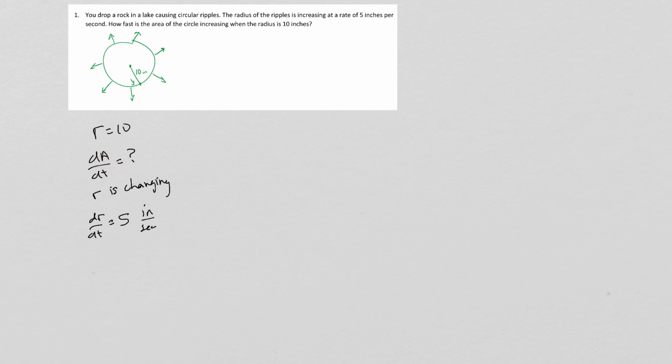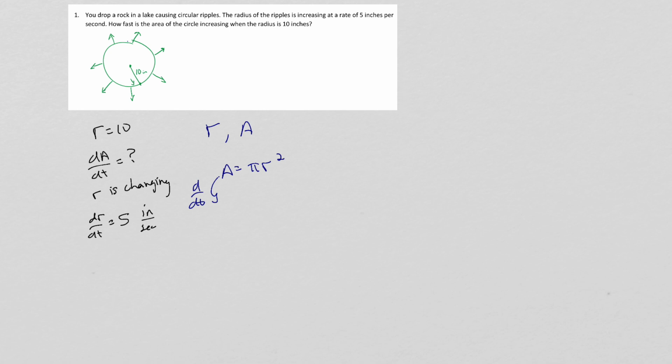So the first thing I'm going to go after is what two variables we are working with. In this one, we're working with r and we're working with A. So for a circle, I need to figure out an equation that relates the radius and the area. You should know that one. That is area equals pi r squared. From here, we're going to take d/dt.